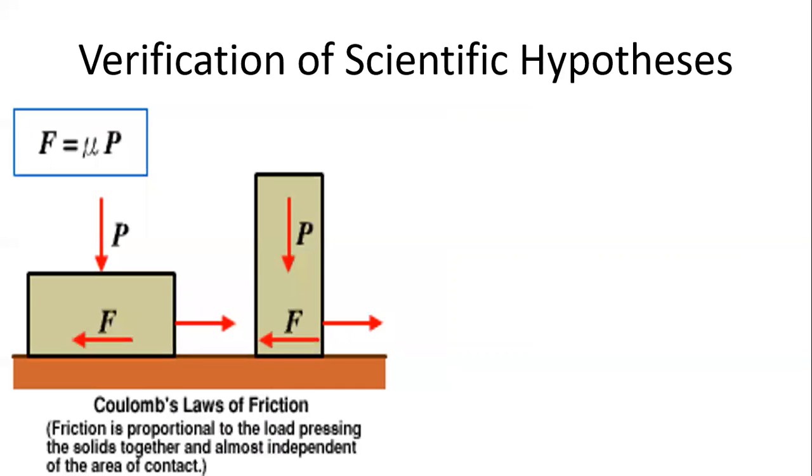Then we have verification of physical phenomena or scientific theories. Quite often, experimental data is generated to verify a certain physical phenomenon. Coulomb postulated that the friction between two dry surfaces is proportional to the normal reaction and is independent of the area of contact. His hypothesis has since been verified experimentally and is now known as Coulomb's law of dry friction. In fact, such examples are numerous.